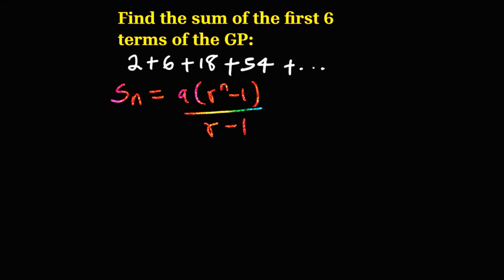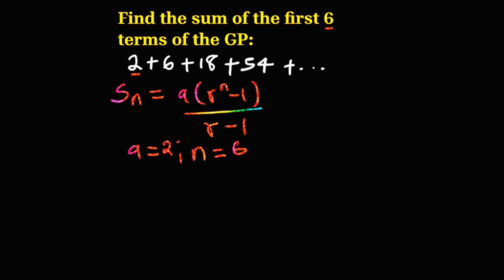So all we need to do is identify what A is. So in this case, A is normally the first term. So the first term there is 2. And then what N is. So N is the number of terms that you have been limited to. Like in this case, it is 6.